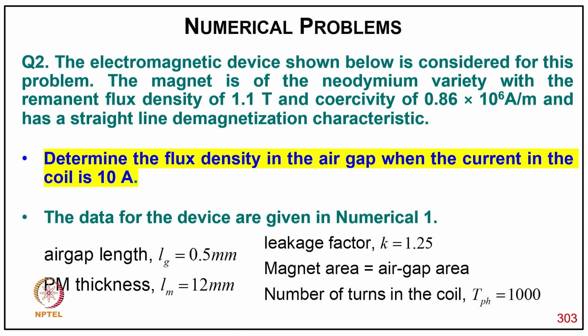Now coming to question 2, the electromagnetic device shown below is considered for this problem. The magnet is of the neodymium variety with the remanent flux density of 1.1 Tesla and coercivity of 0.86 into 10 power 6 ampere per meter, and has a straight line demagnetization characteristic. Determine the flux density in the air gap when current in the coil is 10 ampere. The data for the device are given same as in numerical 1. Air gap length Lg equal to 0.5 millimeter, PM thickness Lm equal to 12 millimeter, leakage factor K equal to 1.25, magnet area equal to air gap area, and number of turns in the coil equal to TPH equal to 1000.